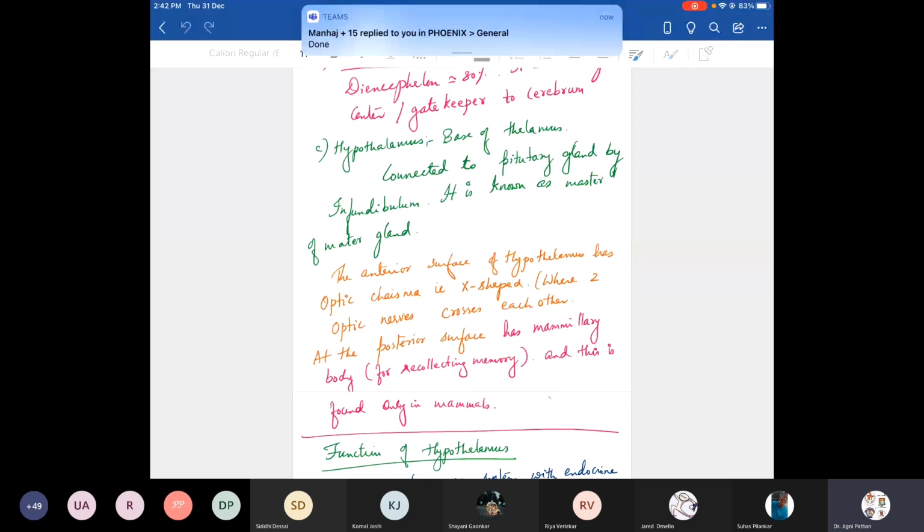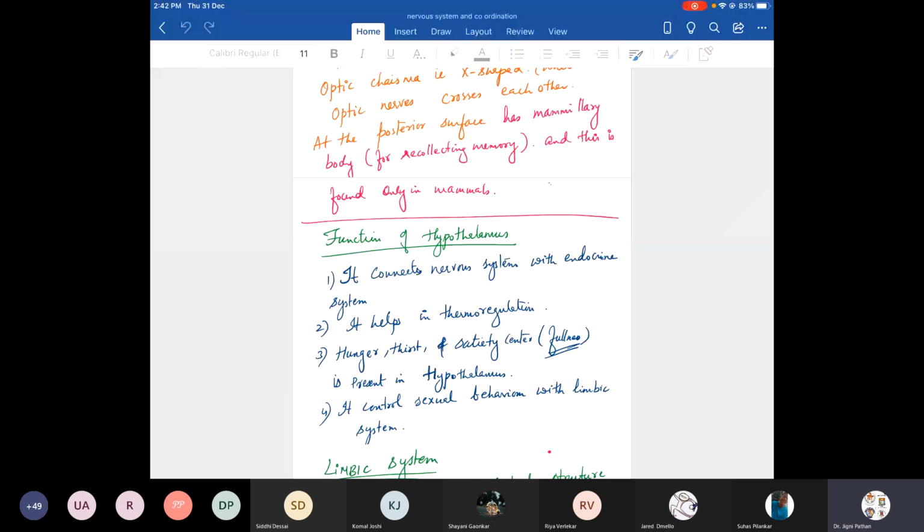Next, function of hypothalamus. The function of hypothalamus includes: one, it acts like an endocrine system because it produces hormones. It helps in thermoregulation because it maintains the body temperature. It's the site for hunger, thirst, satiety. Satiety means fullness, like you feel full and don't feel like eating. That kind of fullness, satisfaction, is by the hypothalamus. It controls the sexual behavior with the limbic system. Please write down. I'll explain what exactly the limbic system is. Please write down until the function of hypothalamus.